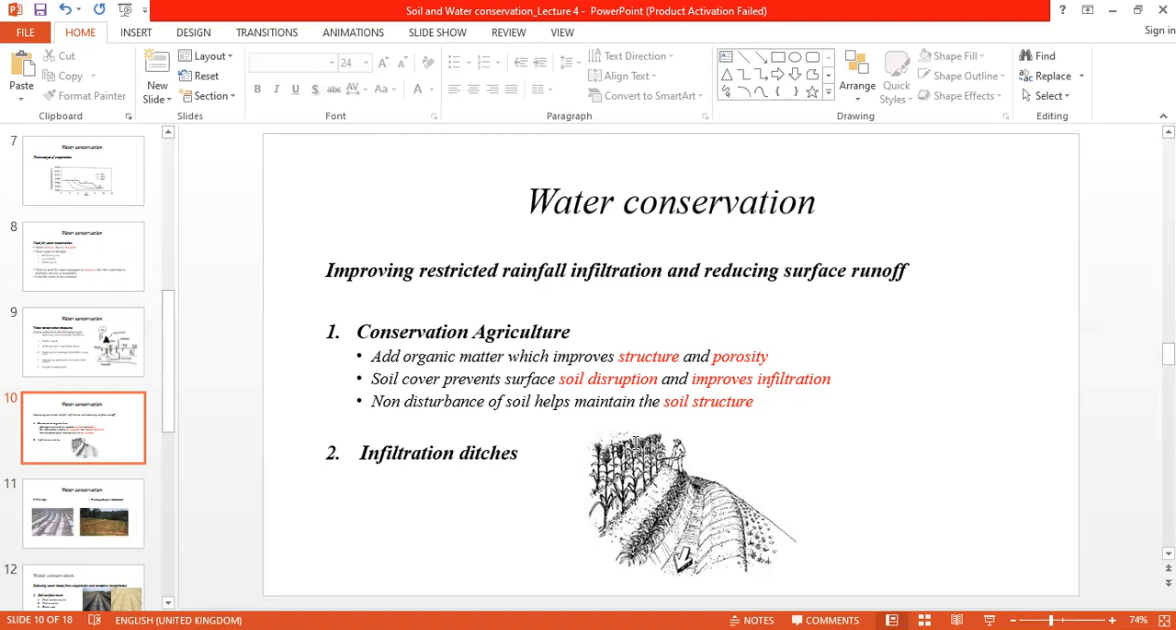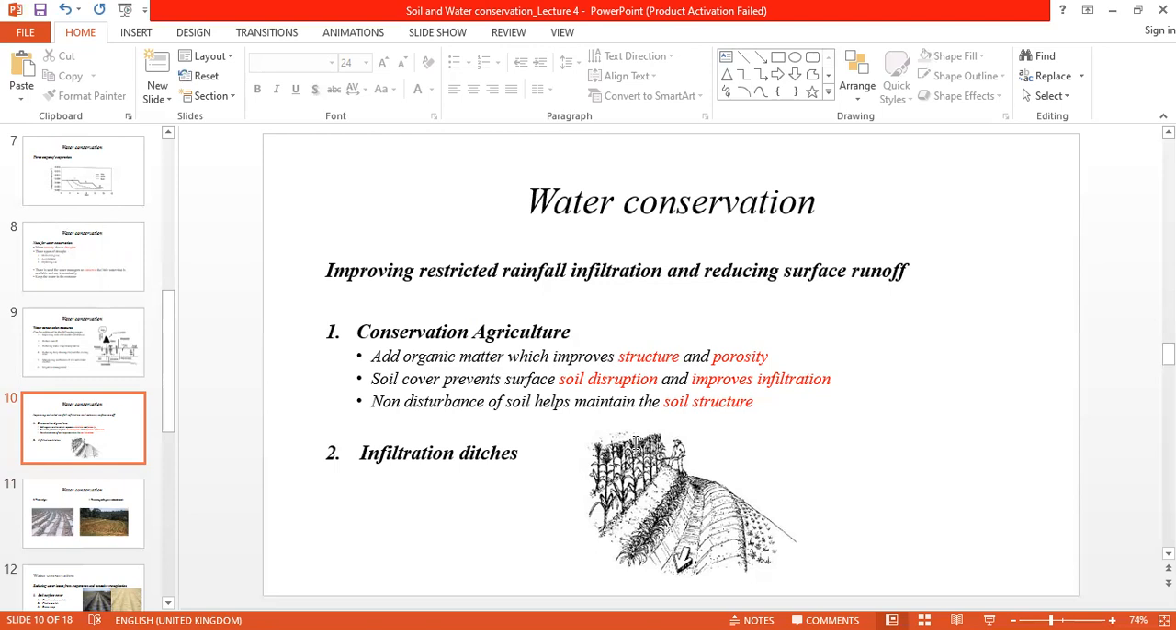What can we do? The first one that we can do, we talked about it yesterday, is conservation agriculture. So we know that conservation agriculture will add organic matter to the soil because we are not removing the crop residues from the field. They will add organic matter, and that will improve the structure of the soil. When it improves the structure, it means that you have more porosity. And when you have more porosity, you have more water entering the soil.